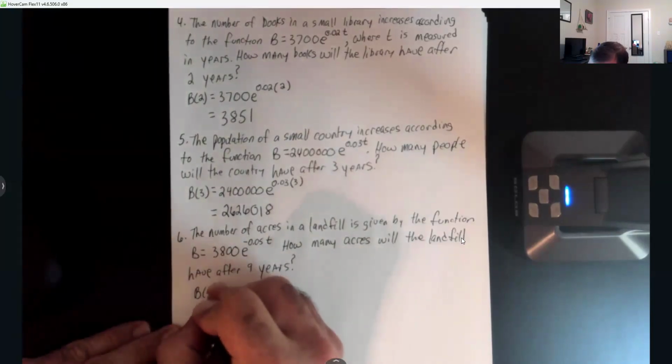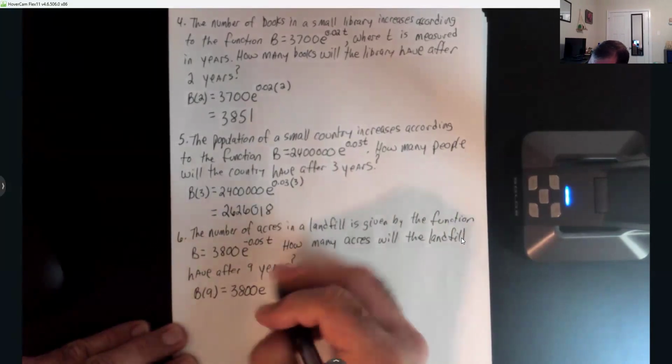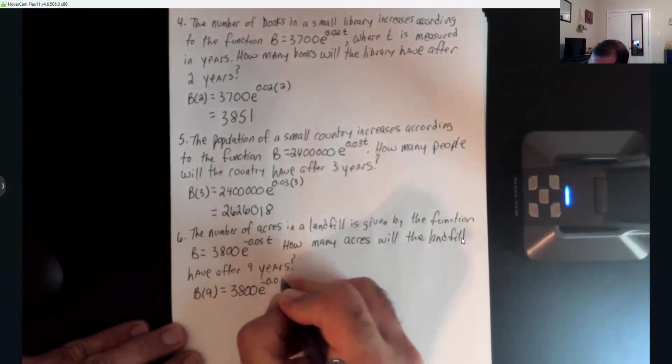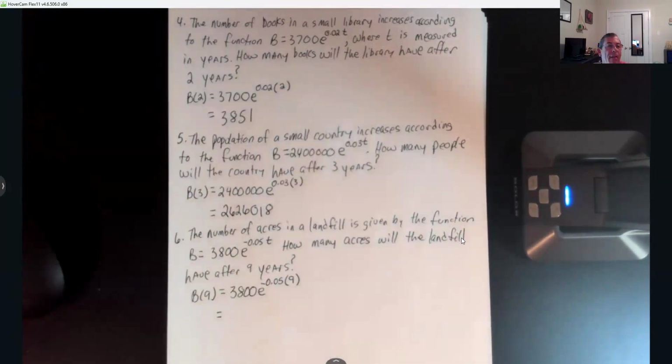We're looking at B of 9, which equals 3,800 e to the negative 0.05 times 9. All right, y'all, so punch that in and tell me what we get for how many acres there are after 9 years. And remember, y'all, rounding it to the nearest acre, so no decimal points, okay?